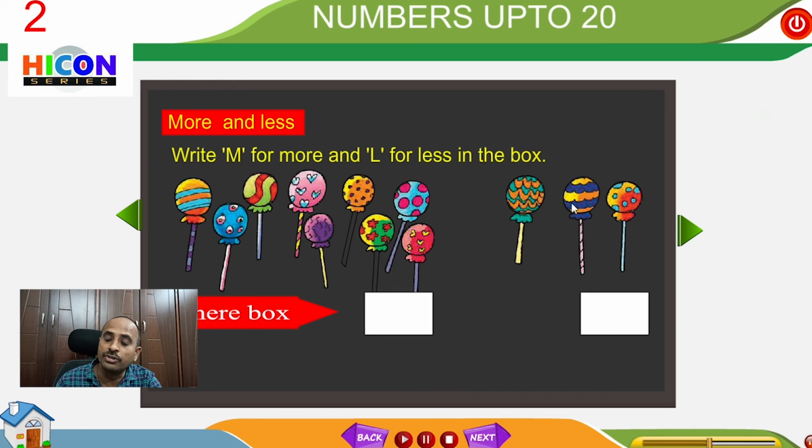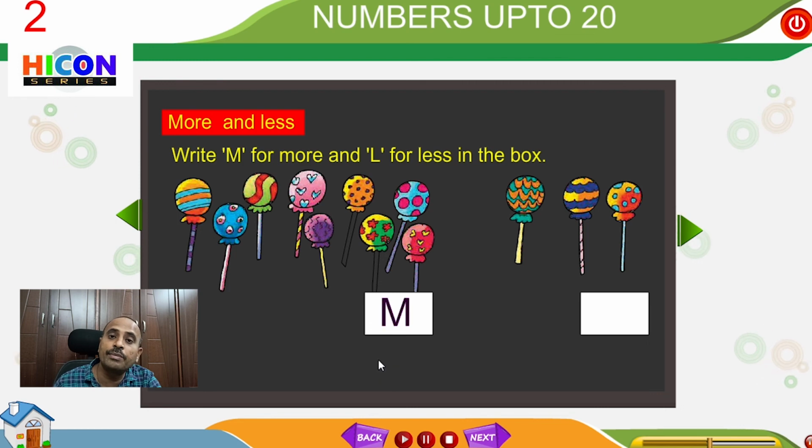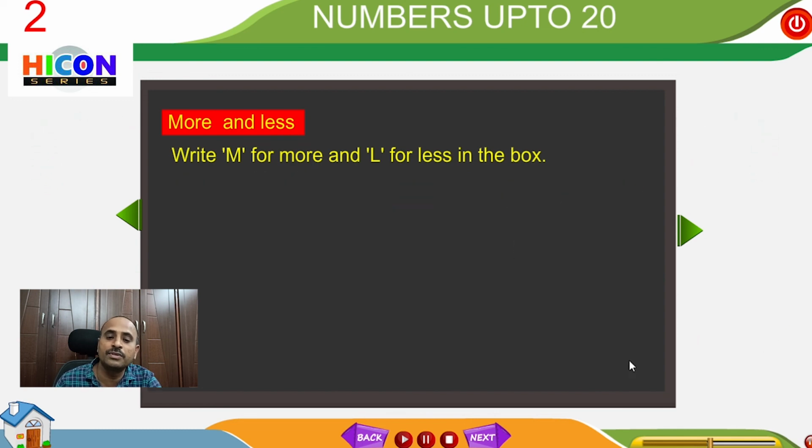In the second picture you are observing 1, 2, 3 lollipops. So in the first picture there are more lollipops, whereas in the second picture there are less lollipops when compared with the first picture. So we have to write the letter M because there are more lollipops than in the second picture, and we have to write the letter L in the second box because there are less lollipops.